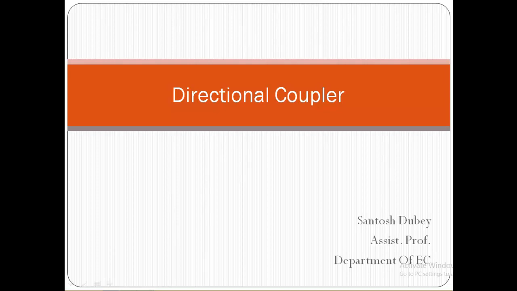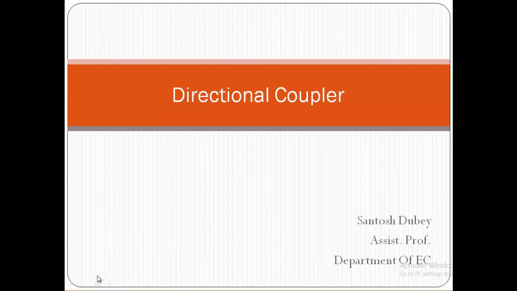A directional coupler is a flanged built-in waveguide assembly which can sample a small amount of power. The purpose of the directional coupler is not only to sample a small amount of power, but we can also use it for the measurement of incident power, reflected power, standing wave ratio, etc. So this is a very important device among the microwave components.